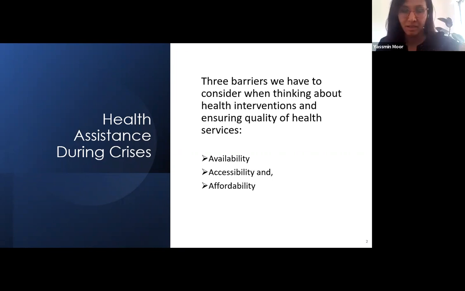Can people afford these services, whether it's medicines or treatment or dietary? And are there existing financial structures that exist to be able to provide or support this affordability? For instance, are there any national health insurance funds, or is there a social protection program that exists to be able to support with some of these health expenses?